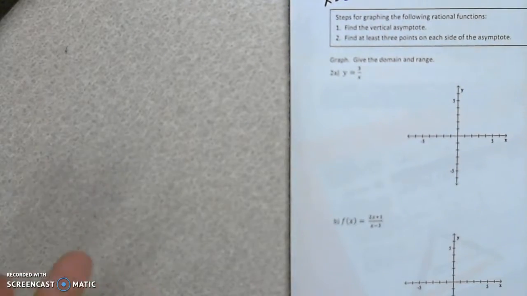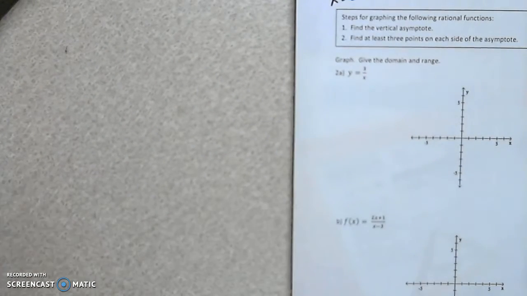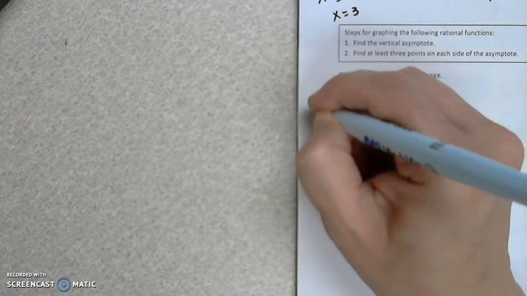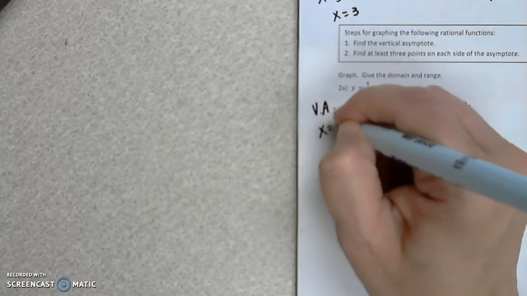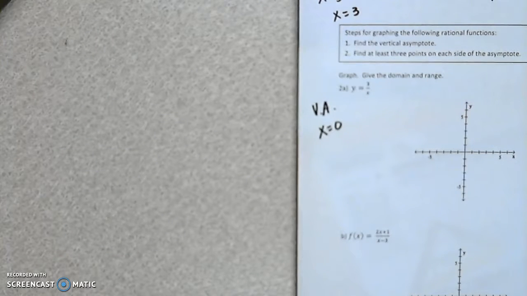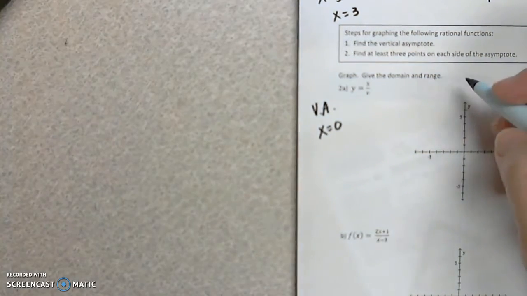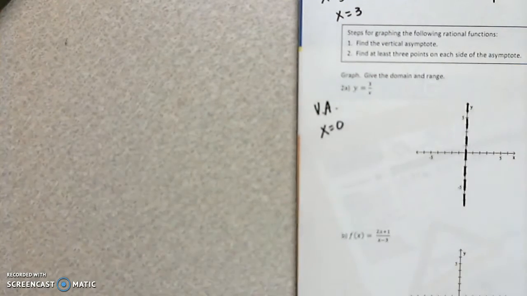All right, so here we have a couple of functions. We're going to first find the vertical asymptote, and then we're going to find at least 3 points on each side of the asymptote. So first of all, for the vertical asymptote, we're going to take the denominator, which is x, and set it equal to 0. So what that means is our vertical asymptote is the y-axis, where x is 0. So that's here. I'm going to draw a dashed line like that. That's going to be my vertical asymptote.